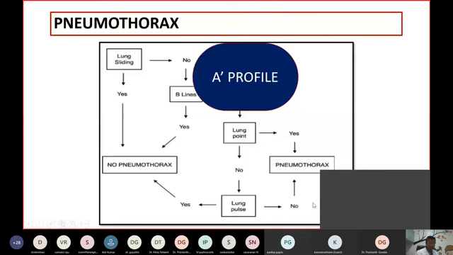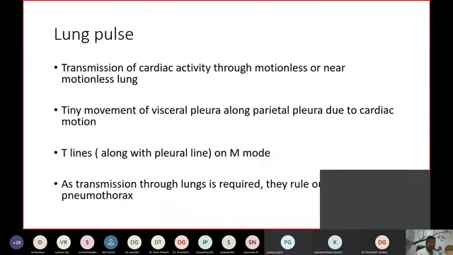Lung pulse is basically a transmission of cardiac activity through a motionless lung, and it is because of a movement of visceral and parietal pleura due to cardiac motion. So to appreciate lung pulse, that area of the lung usually has to be near the heart. Usually in B mode it is difficult to interpret, but it is very easy to interpret on M mode. It will form something called a T line along with the pleural line. I'll show you how it is.